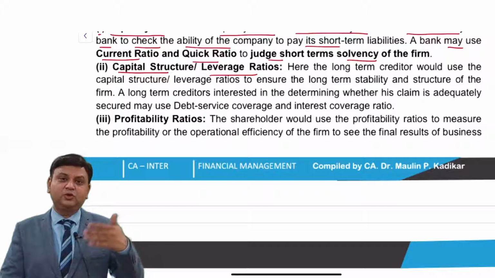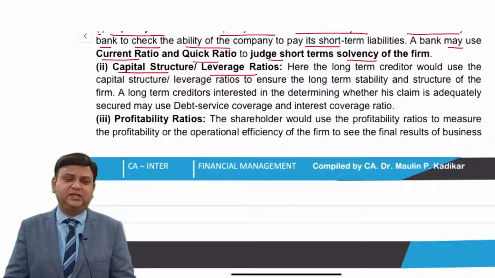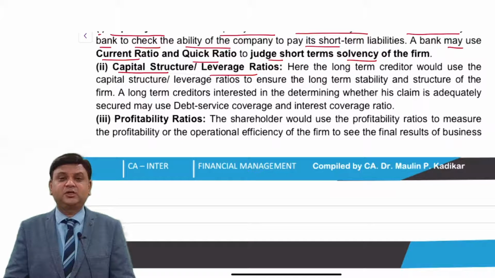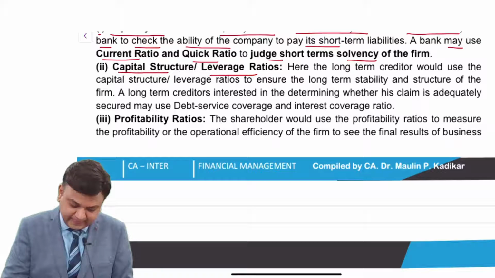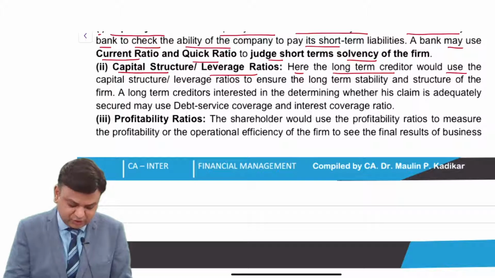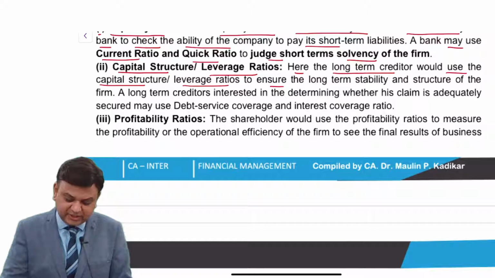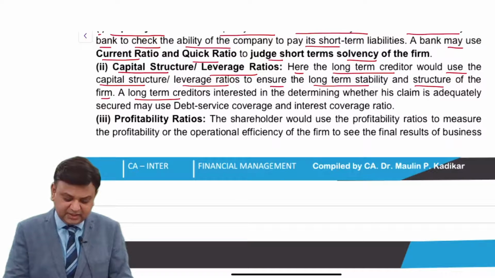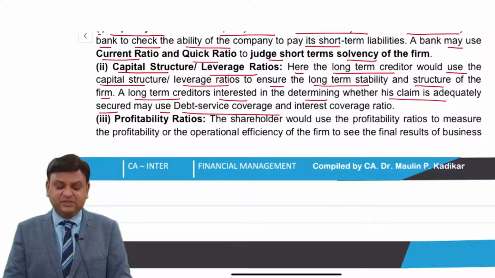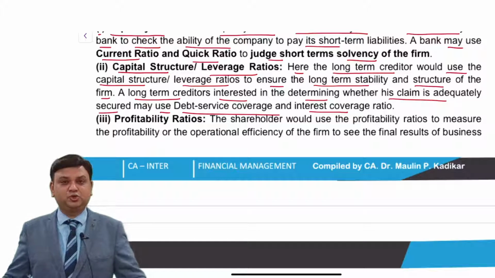If I have to give a loan to somebody, and that company has already raised too much debt financing, then of course it is not a good sign for me to give a loan to that company. Here the long-term creditor would use the capital structure or leverage ratios to ensure the long-term stability and structure of the firm. A long-term creditor interested in determining whether his claim is adequately secured may use DSCR, debt service coverage ratio, and interest coverage ratio too.